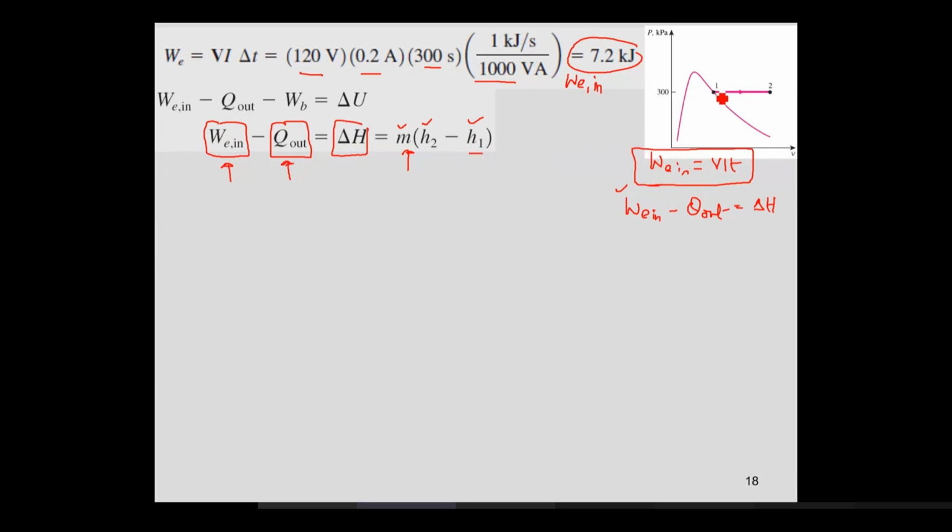So H1 is the initial state. H1 is what? It is Hg at 300 kilopascal. You are talking about steam tables. H1 is Hg. It is X equals 1, or it is saturated vapor, and saturated vapor at 300 kilopascal. Can you find out from the table? Yes, no?